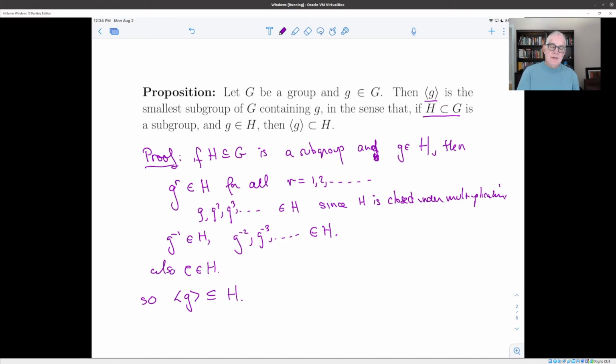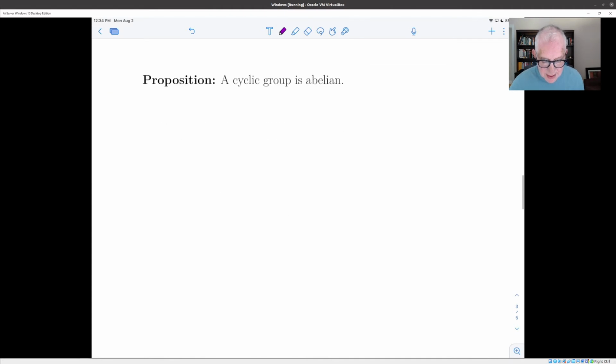So if you think about it, what this is saying is if you have a group and you take an element in the group, you have to also include all the powers of that element, the inverse of that element, all the powers of the inverse of that element, and the identity element. So you have to contain the whole cyclic subgroup generated by that element.